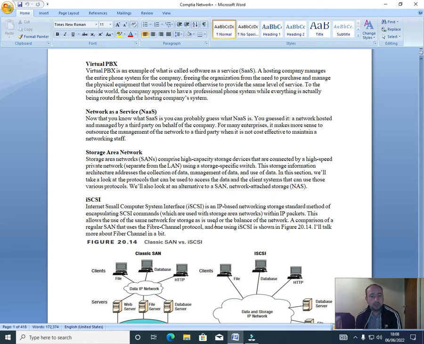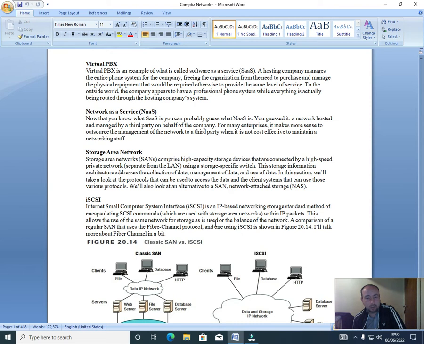Network as a service. Now that you know what SaaS is, you can probably guess what NaaS is. You guessed it. A network hosted and managed by a third party on behalf of the company. For many enterprises, it makes more sense to outsource the management of the network to a third party when it is not cost effective to maintain a networking staff.